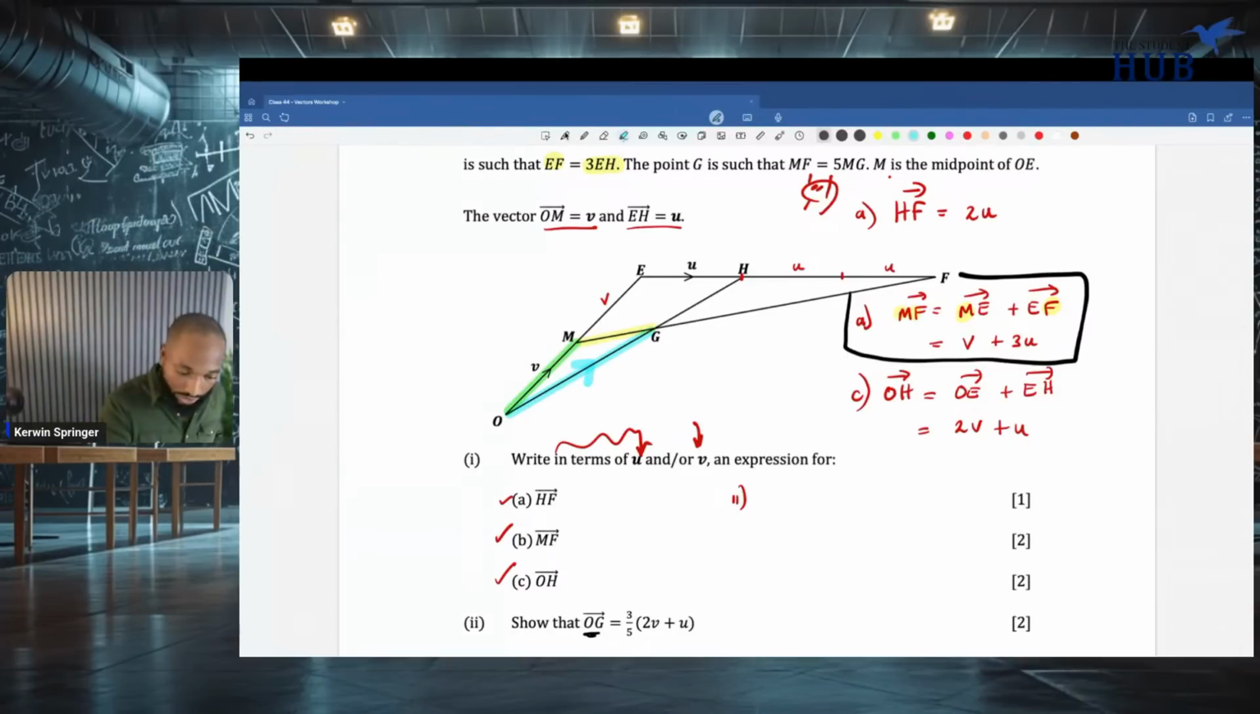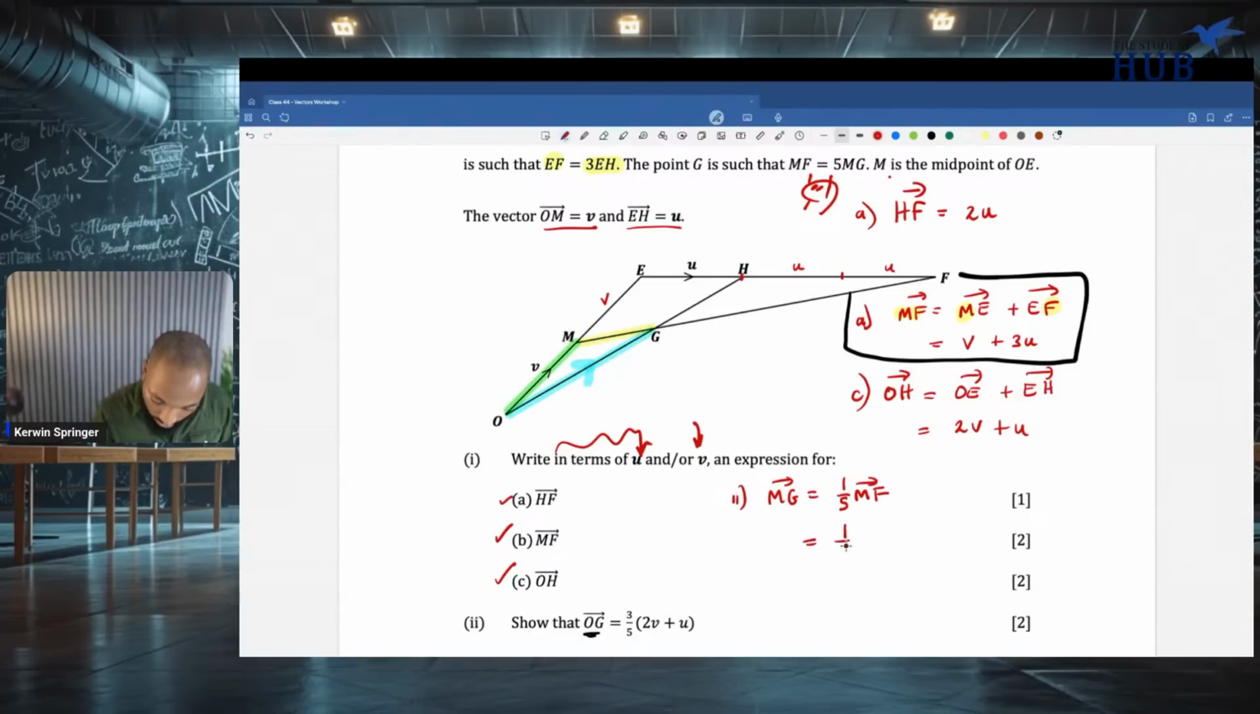So MG is actually 1/5. If I reverse it, MG is 1/5 of the way MF is. See now, because MG is, if I multiply MG by 5, I'll reach the F. That's what they're saying. MF is 5 MG. So in reverse, MG is 1/5 of MF.